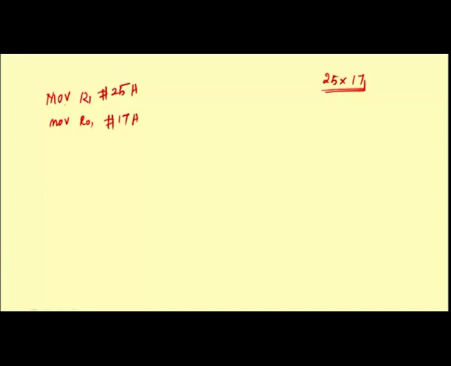Now I am going to start the program. I will clear the accumulator. Now I will add A comma R1. What will happen? 0 plus 25 is added, and it is stored in the accumulator, which is 25.